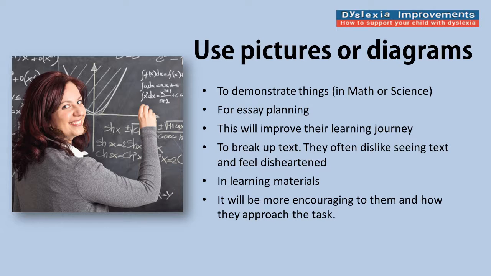Also, wherever possible, if you're photocopying sheets, use pictures or diagrams to break up the text. Children with phonological dyslexia generally hate seeing a page of text that doesn't have pictures or diagrams. They often feel disheartened and defeated before they even start the task. So making sure that worksheets and learning materials have plenty of diagrams and pictures will make it easier for the children to comprehend what they're learning and to remember it, because again, they often think in pictures. It's also a bit of an encouragement to them.